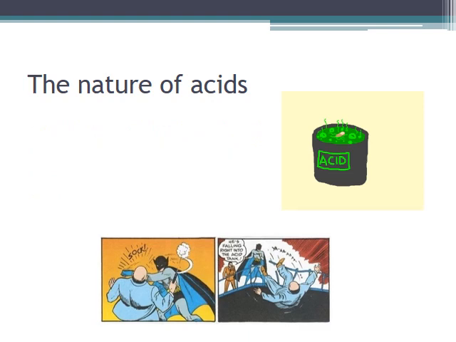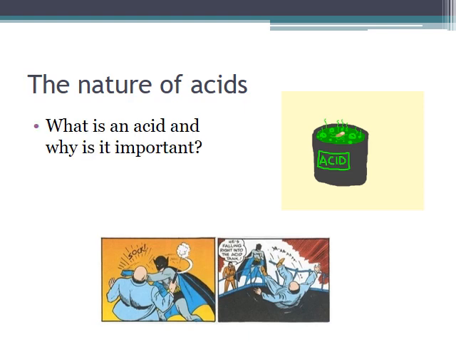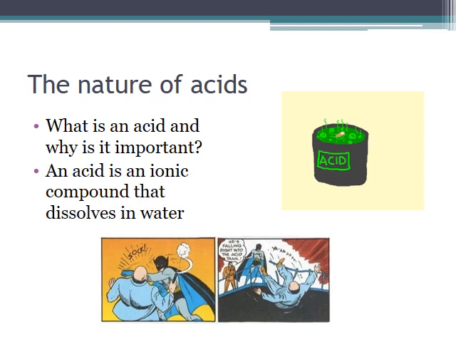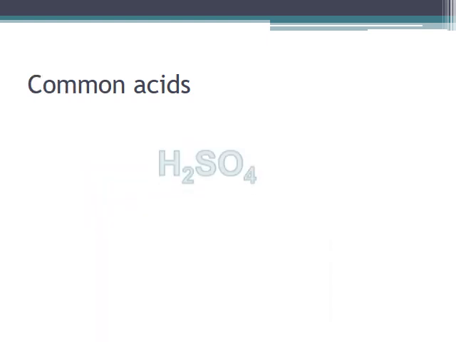So what do you think of when you think of acid? Normally in the movies it's a vat of noxious liquid that people often get threatened to be dumped into. So what is it and why is it important? A definition is acid is an ionic compound that dissolves in water, but there are many ionic compounds. Acid is special. Let's consider some common acids.